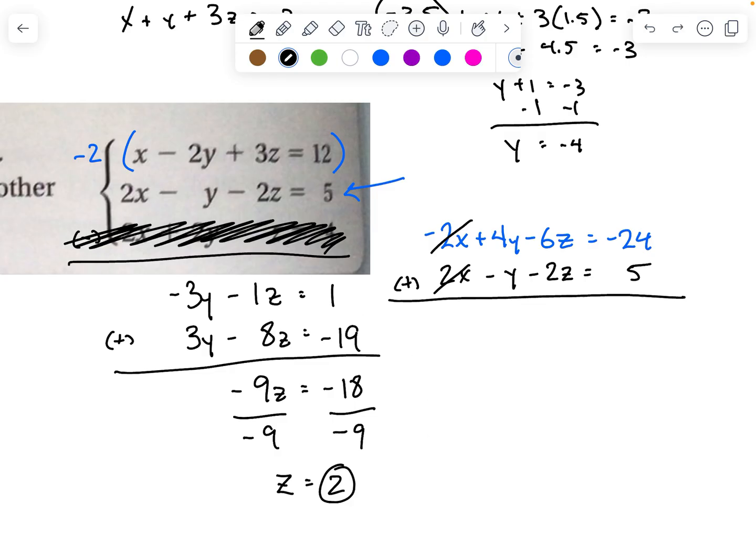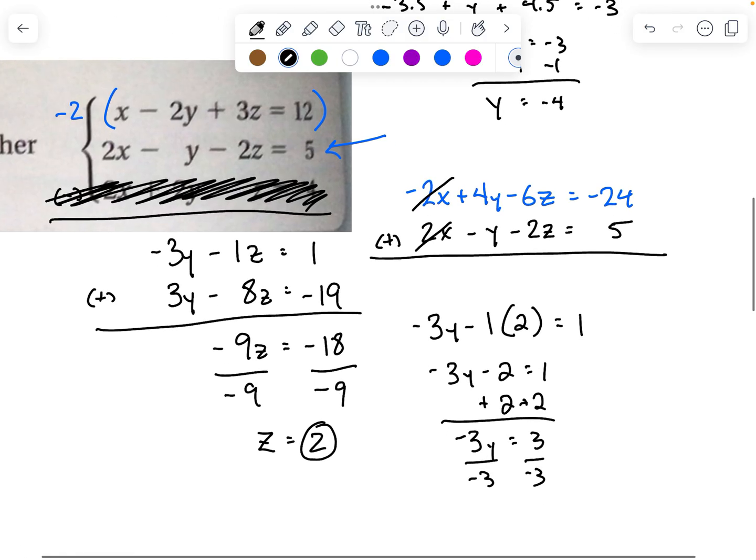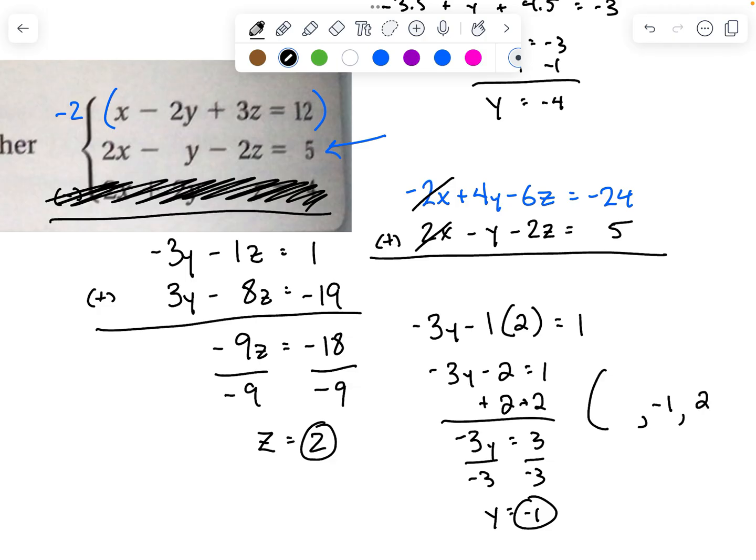All right, here we go. So negative 3y minus one of the z's, which we determined was a number 2, equals 1. So negative 3y minus 2 is 1. Add 2 to both sides. Negative 3y is 3. Divide both sides by negative 3. I'm going to run out of space here, and I'm going to get y is negative 1. Okay, so now I have my z value and my y value. So x, we don't know yet. The y value is negative 1, and the z value is positive 2.